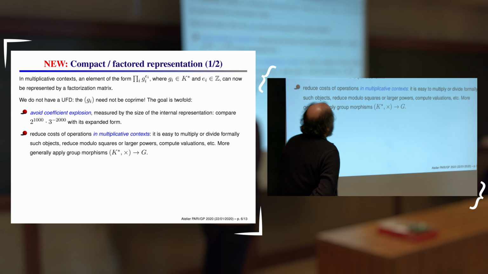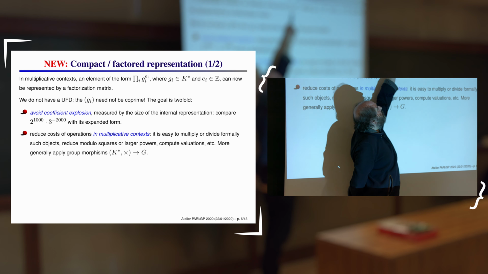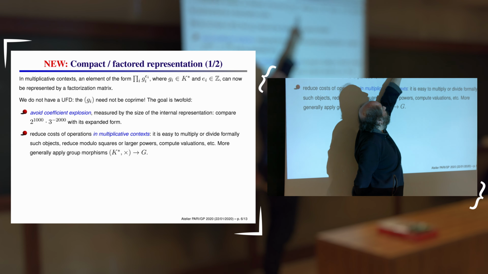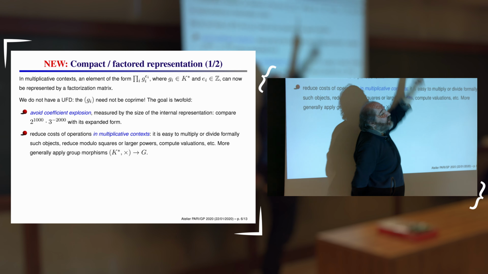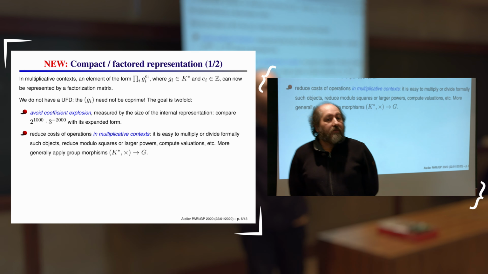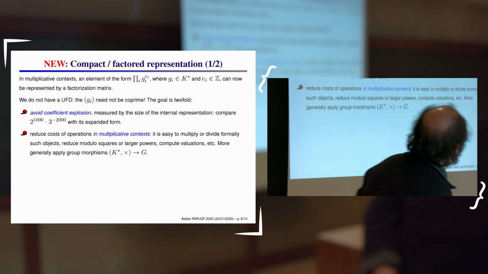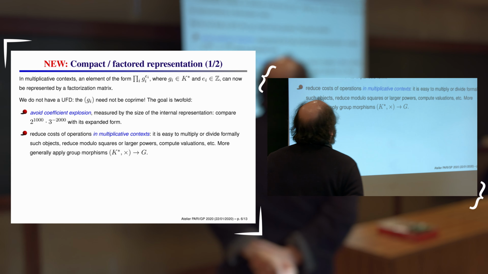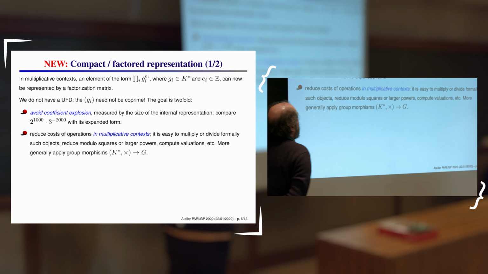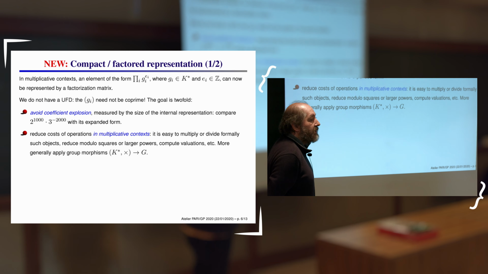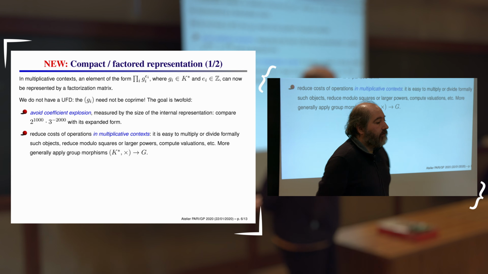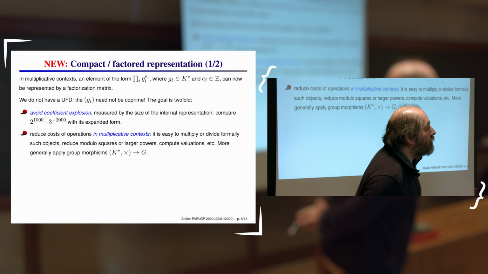And the idea is that naturally those objects occur in multiplicative forms, in expressions of the form product of the g_i to the e_i, where the e_i are just exponents, some integers, positive or negative. The g_i in this case are just algebraic numbers, elements in K star. And what we are really considering is such a product.